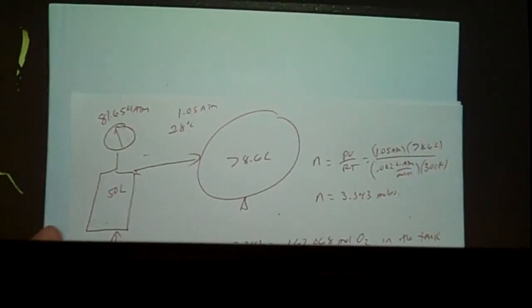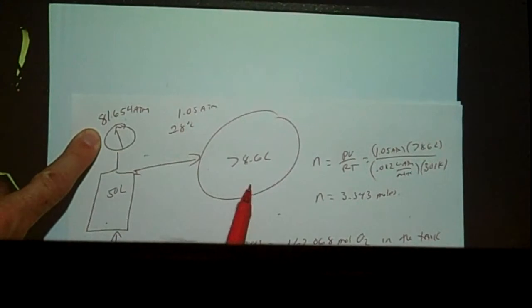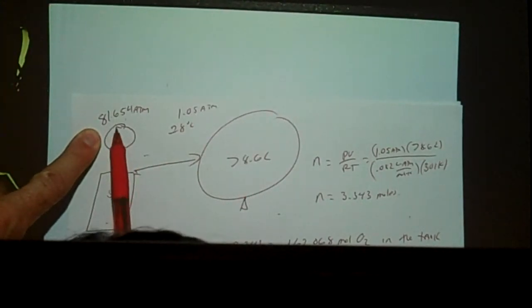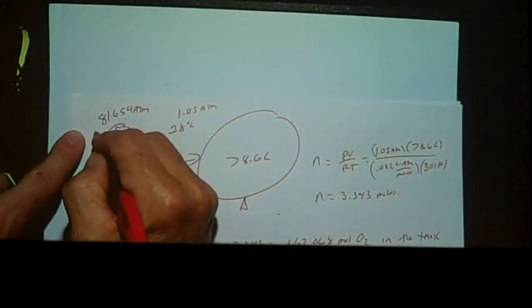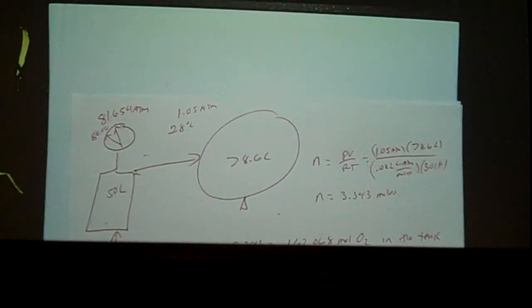So, the pressure started at 81.654. If I want to fill that balloon up to 78.6 liters, just let the gas out until the pressure drops down to exactly 80.00. Stop it, turn it off. You put exactly enough moles of gas in that balloon to fill it up to 78.6 liters. Am I clear? Okay, it's not that complicated. Light bulb's got to start going off on it. It just kind of makes sense, yeah.